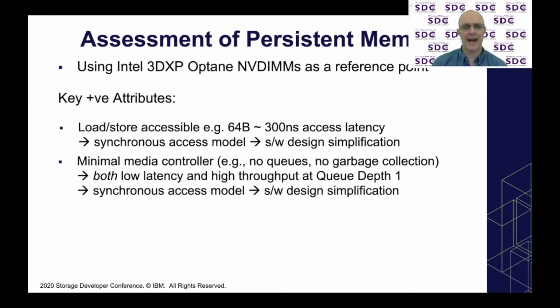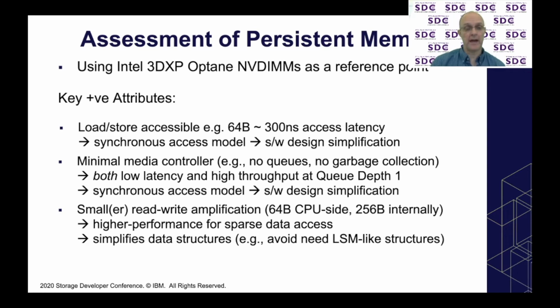The technology also has a minimal media controller. Unlike NAND flash, there is little queuing and no garbage collection going on. So this means that low latency and high throughput can both be achieved effectively at queue depth 1. This is something that you don't typically see on an NVMe device, where latency and throughput are at different ends of the spectrum. This minimalization of the controller also allows us to maintain the synchronous access model. As I mentioned previously, this helps to simplify software design.